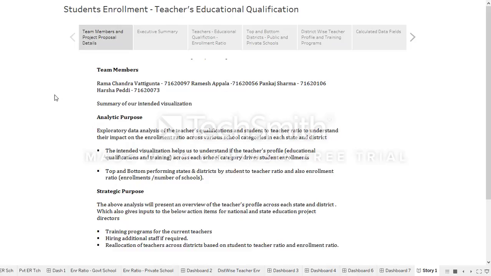And moving on with the strategic purpose, what we have thought through is how the teacher's profile across each state and district will help the national and state education project directors in designing training programs and hiring additional staff, and also reallocation of teachers across each district in a particular state based on the student to teacher ratio and also enrollment ratio.